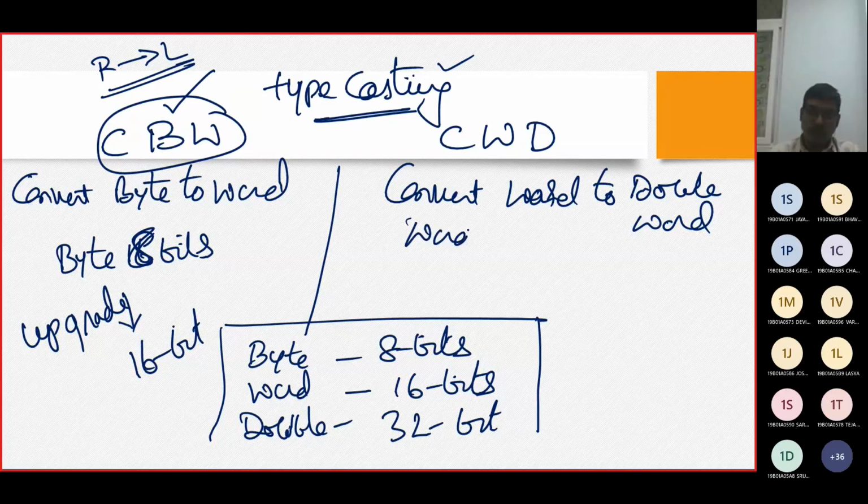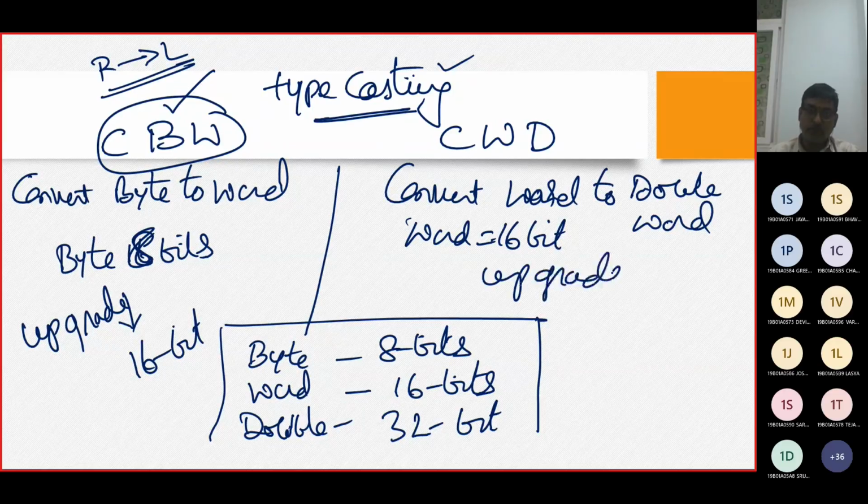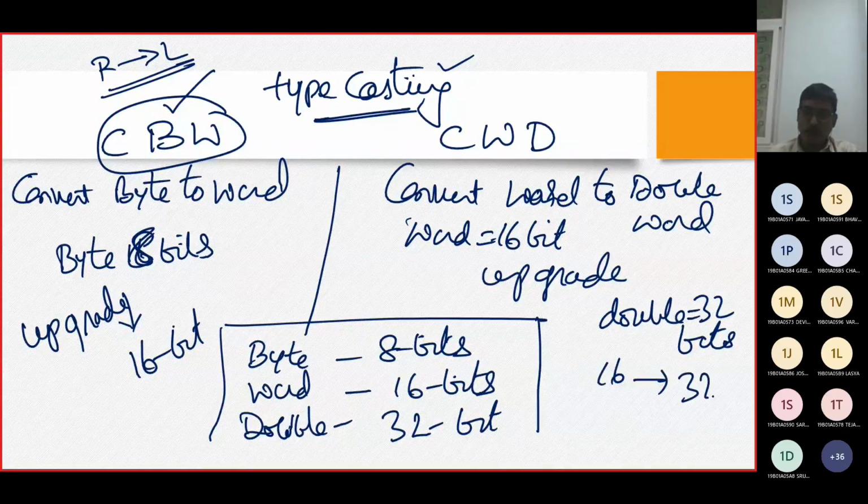So I'm going to say word is equal to 16 bit. Then you are going to make an upgrade operation. In this upgrade operation, you are going to convert it to the double word, which I'm going to call 32 bits. So 16 is going to be promoted to 32.